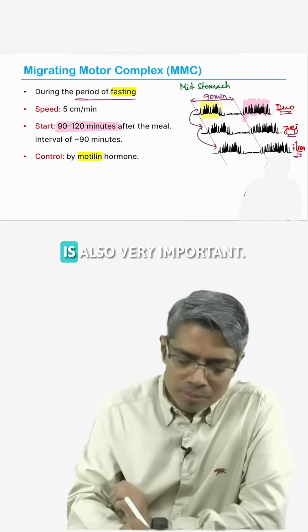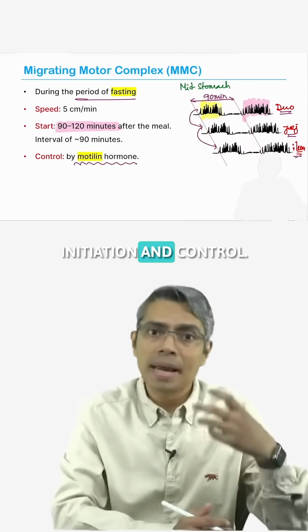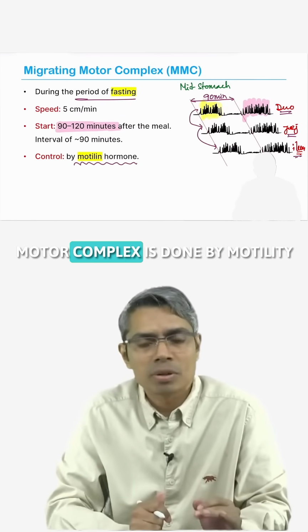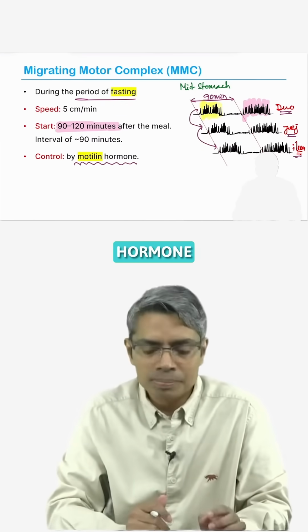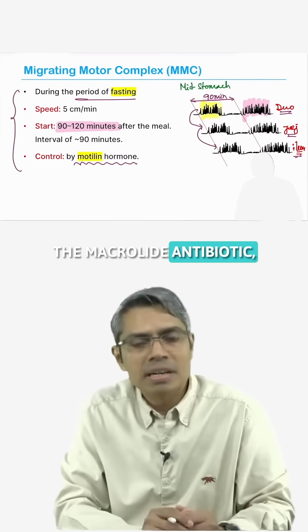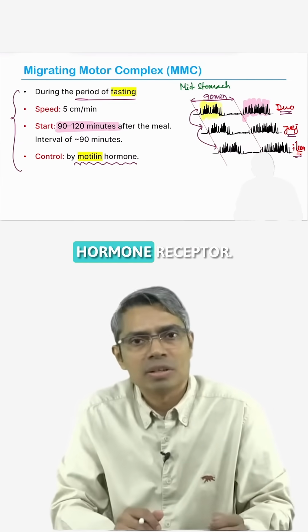And this hormone name is also very important. Initiation of the migratory motor complex as well as control of the migratory motor complex is done by motilin hormone. And I believe in pharmacology you have read about the macrolide antibiotics, particularly the erythromycin group, which is an agonist of the motilin hormone receptor.